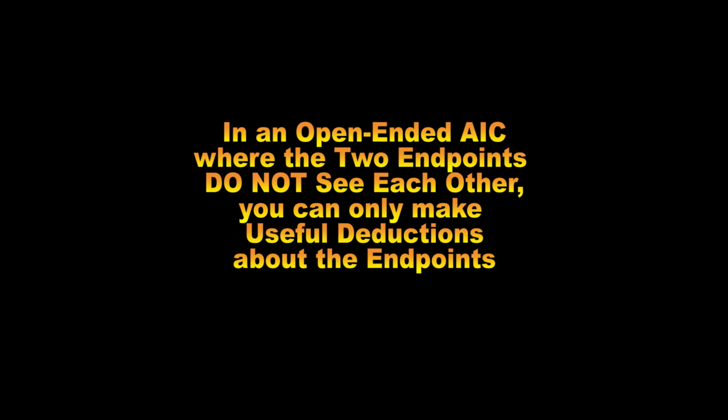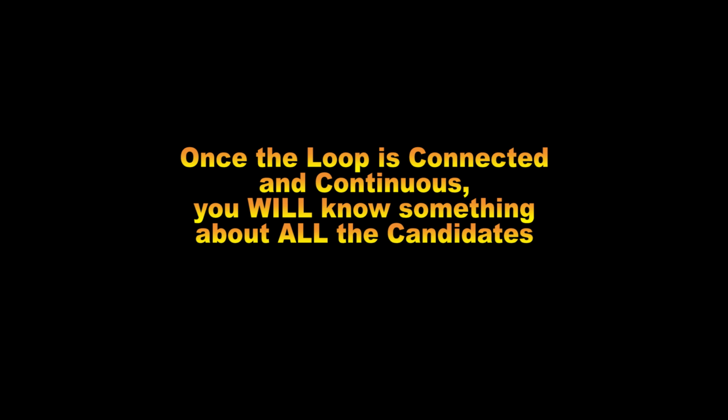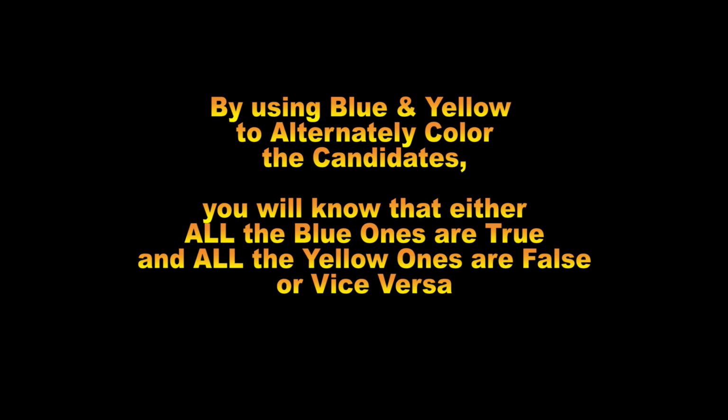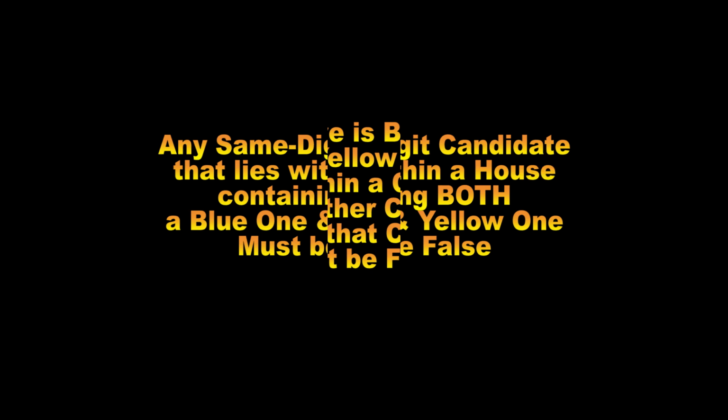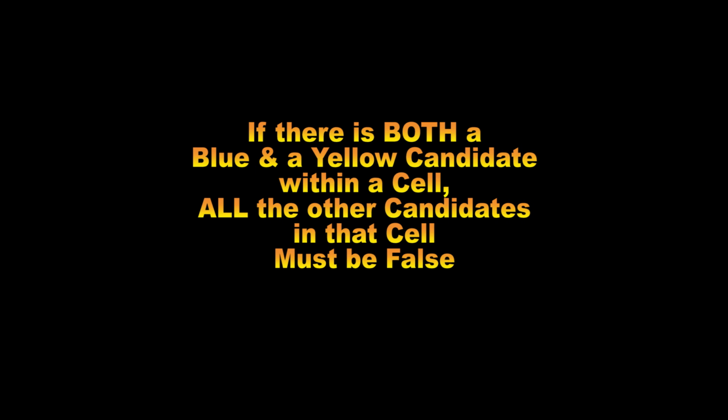In an open-ended AIC where the 2 endpoints do not see each other, you can only make deductions about the 2 endpoints. But once the loop is connected and continuous, everything changes, and we will know something about all the candidates. By using blue and yellow to alternately color the candidates, you will know that either all the blue ones will be true and all the yellow ones will be false, or vice versa. Any same-digit candidate that lies within a house containing both a blue one and a yellow one must be false. And if there is a blue and a yellow candidate within a cell, all the other candidates in that cell must be false.